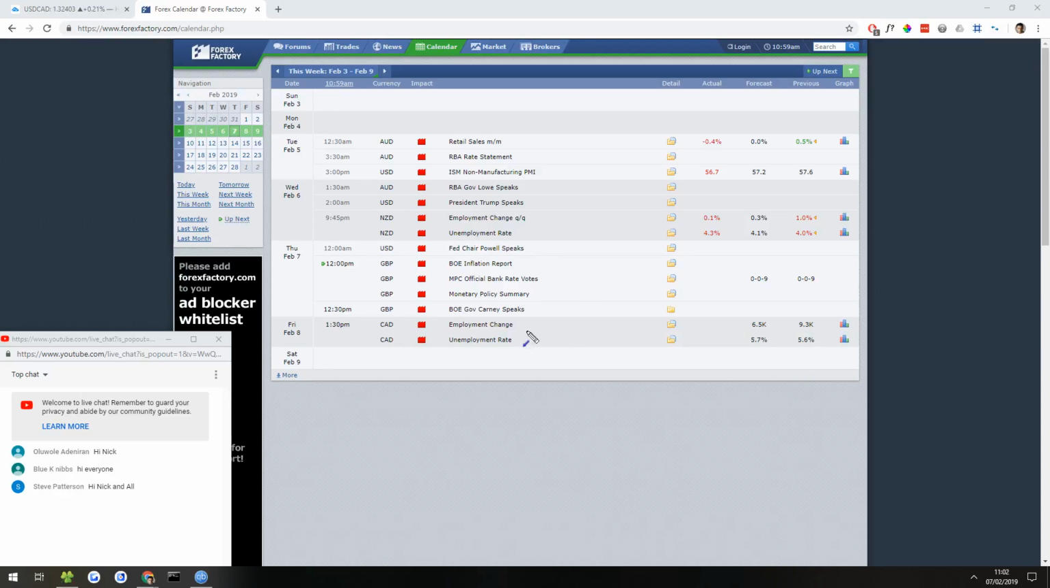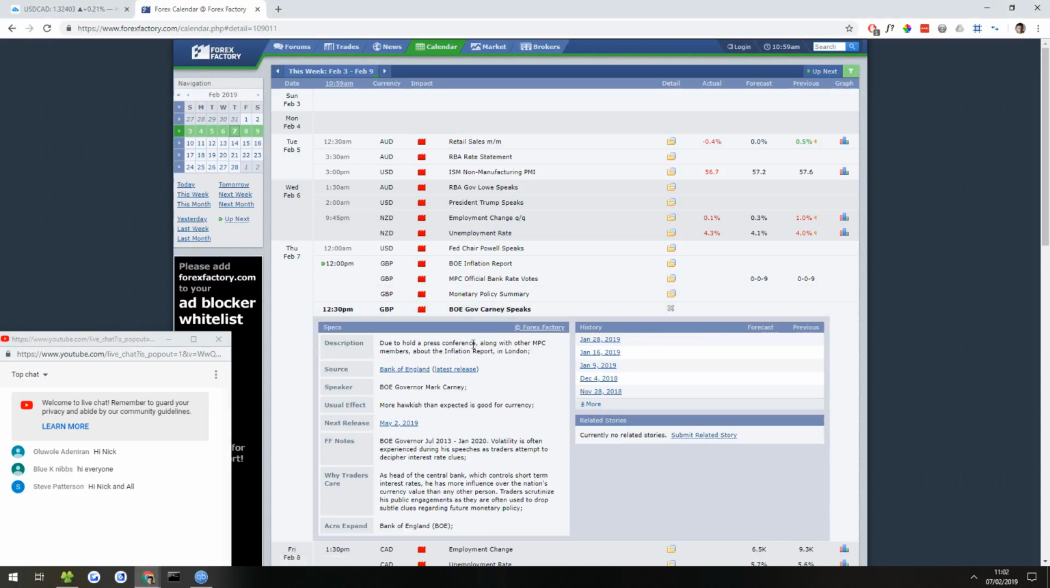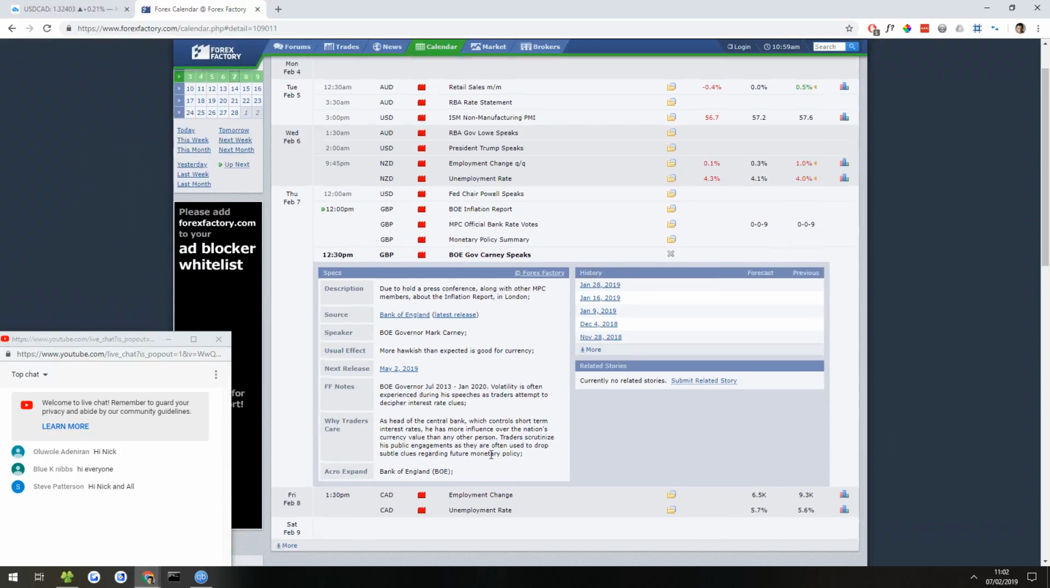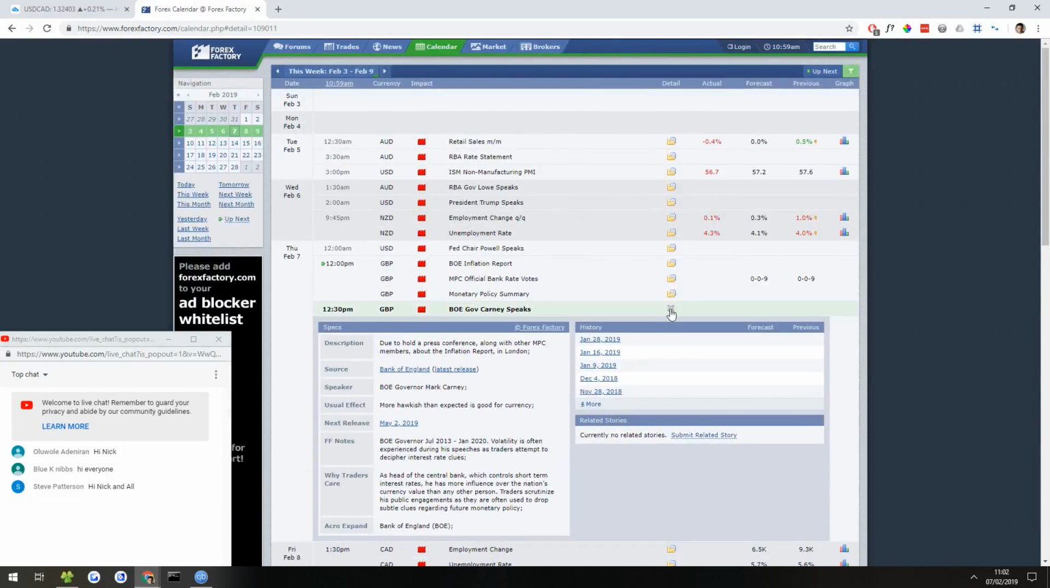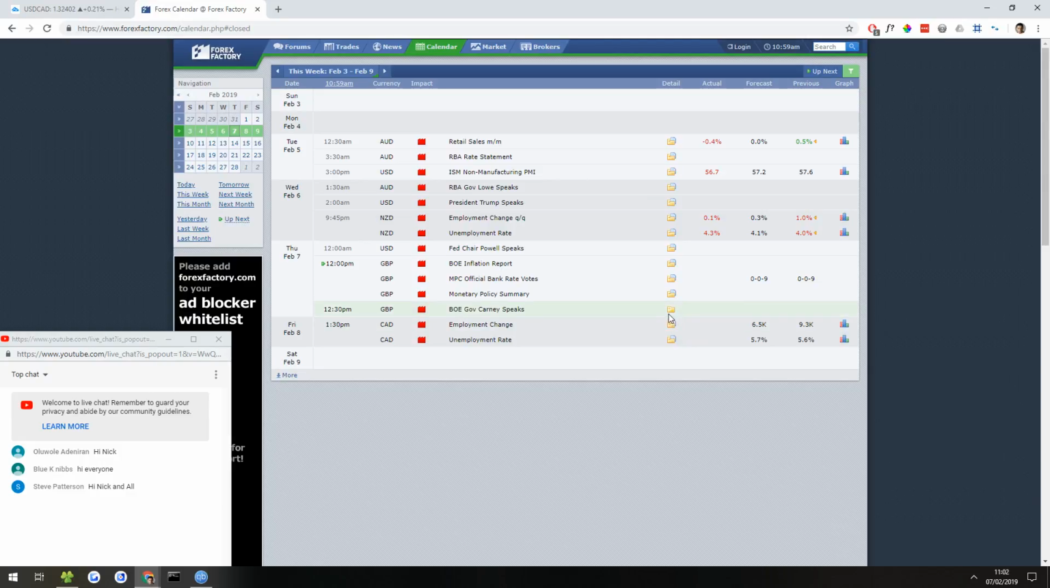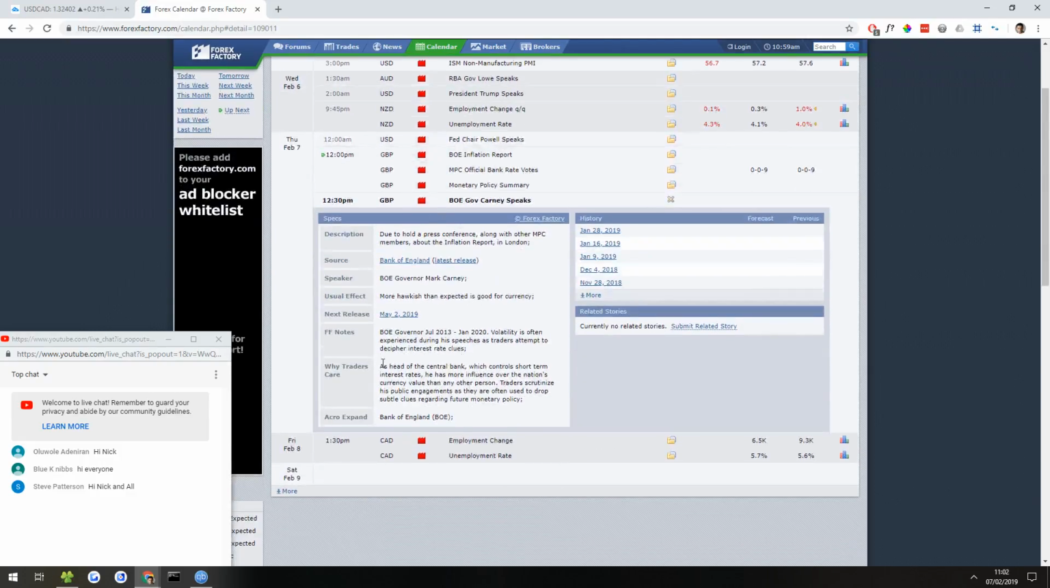So always watch out around interest rate announcements, guys. That's coming out in about an hour, so be careful around then. And then 30 minutes later, BOE Governor Carney is speaking. Whenever you're on Forex Factory, just click on this little folder and then you can read a breakdown of what it's going to be about.